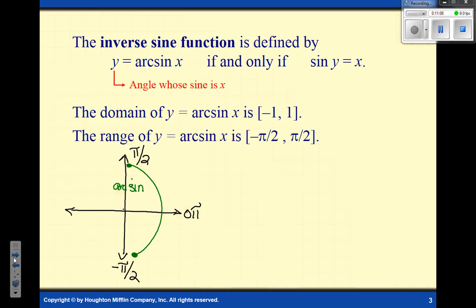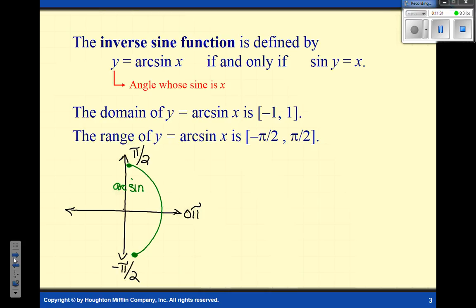Third and fourth quadrant, sine is negative. Can I get my answer out of the third quadrant? No. So I have to get my answer out of the fourth quadrant. So I know it's a 30-degree reference angle. I know it's got to be within the restriction of negative pi over 2 to positive pi over 2.